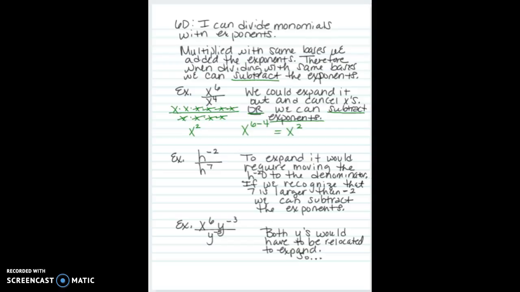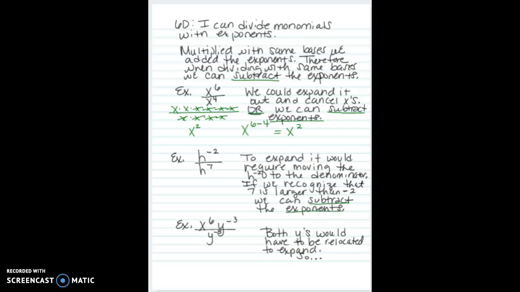To look at this next one, we have h to the negative 2 over h to the 7th. To expand it would require moving the h to the negative 2 to the denominator. So if we just recognize that 7 is larger than negative 2, we can subtract the exponents.